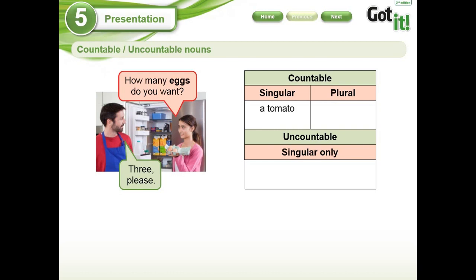Okay? So I will give you some examples. A tomato. Two tomatoes. An egg. Two eggs. Se caracterizan en singular porque el sustantivo singular siempre va a ser.